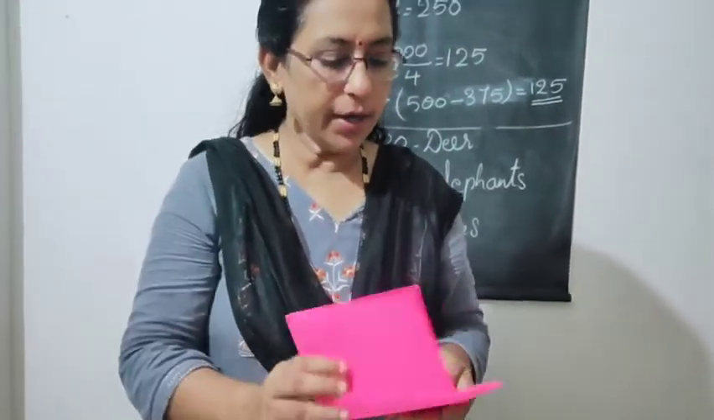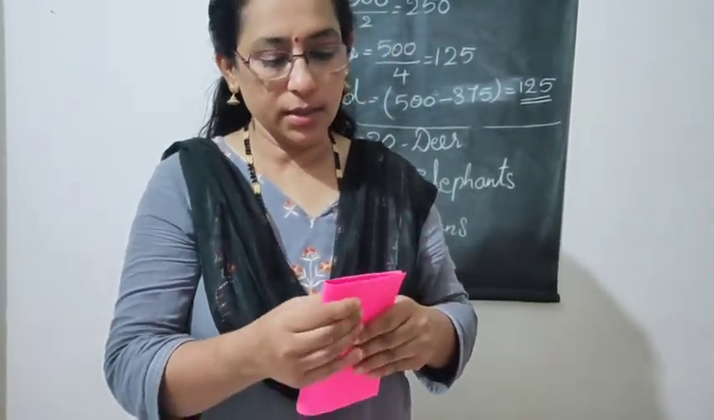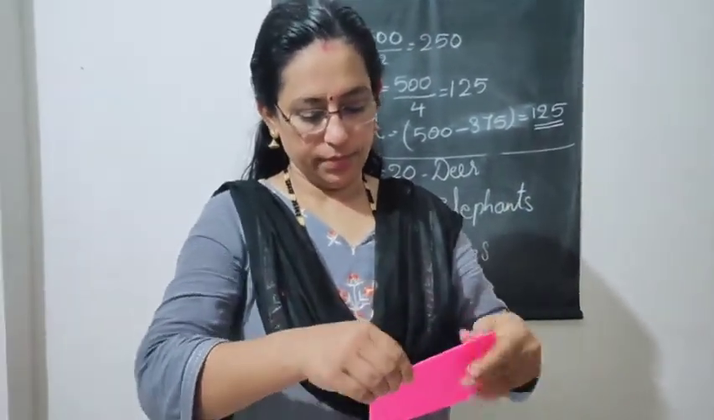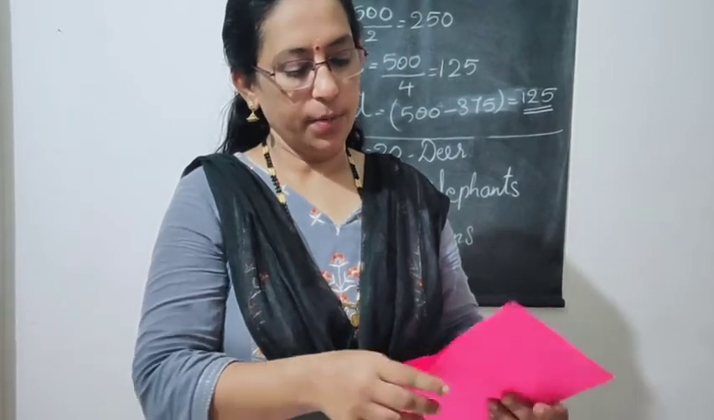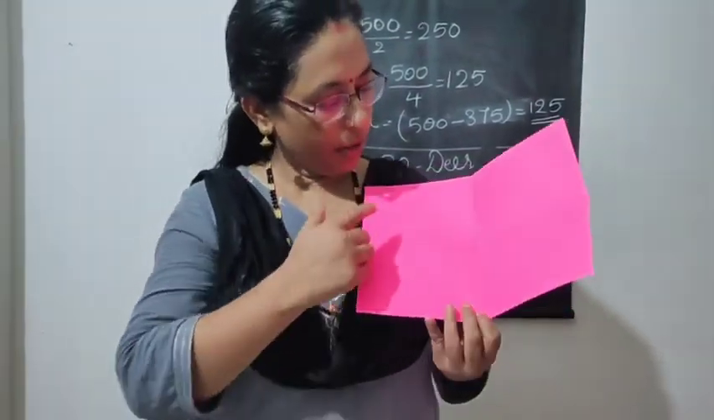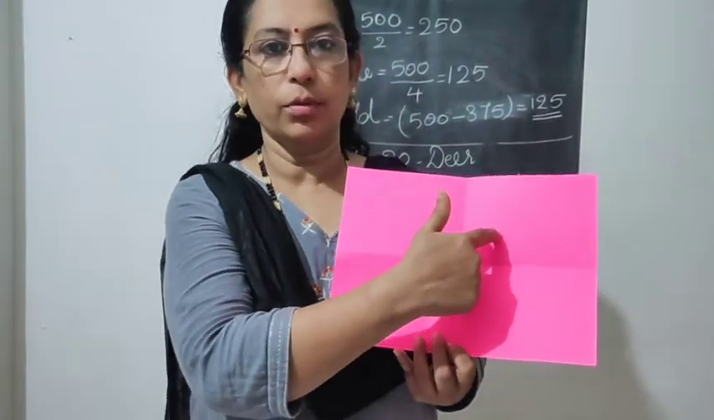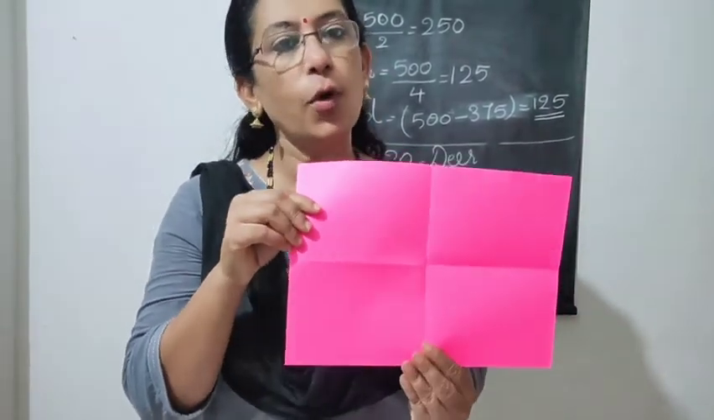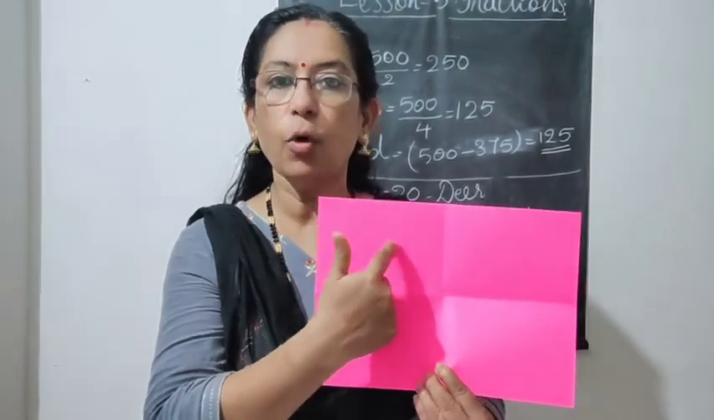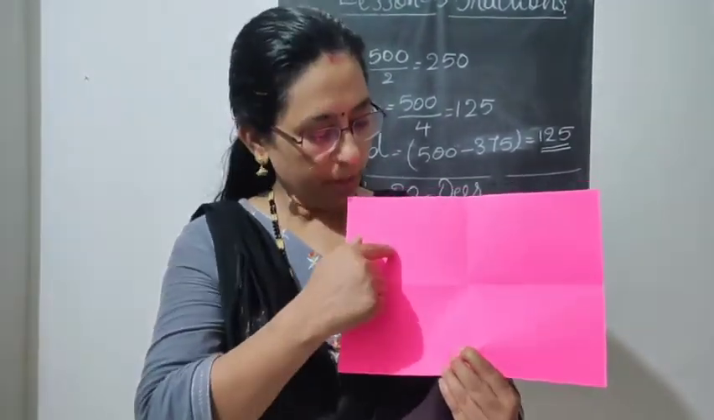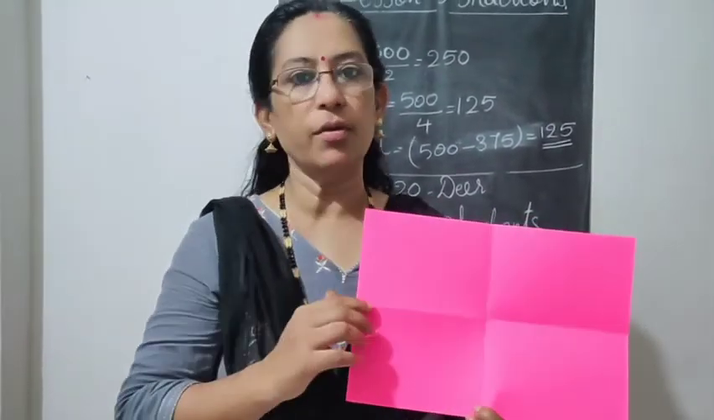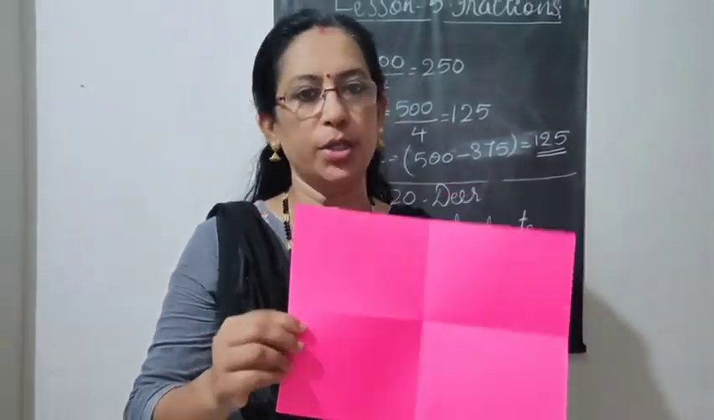If I divide the object into more equal parts, now we will get how many parts? Count and tell me how many parts are here now. 1, 2, 3, 4. One object divided into 4 equal parts. So each part is 1/4 of the object. So 1/4, 1/4, 1/4 and 1/4. 4 1/4 is equal to one whole object.